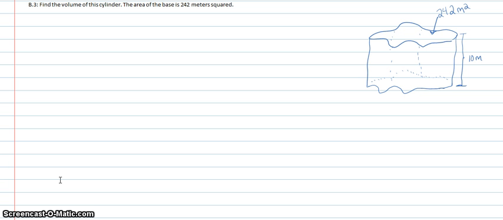Our third example in lesson B is to find the volume of the cylinder. The area of the base is 242 meters squared, and then it gives us the height in the picture. So since we already have the area of the base, we just need to multiply that times the height. So 242 times 10 is 2,420, and that's going to be meters cubed. Volume is cubed.